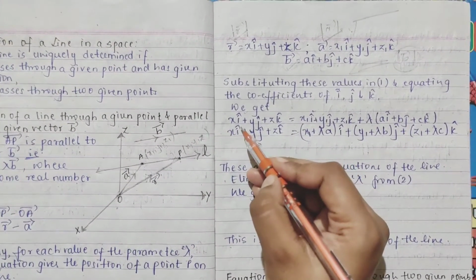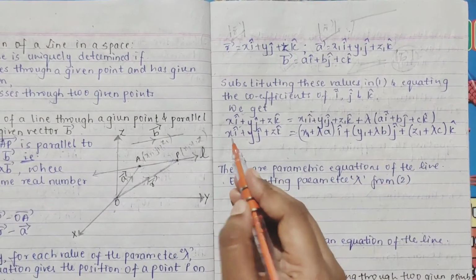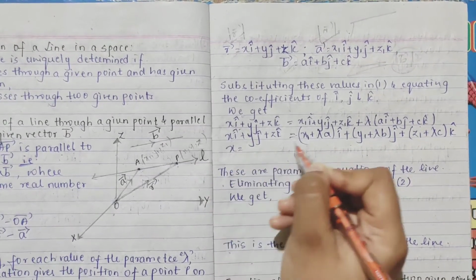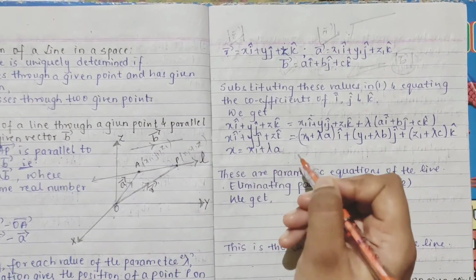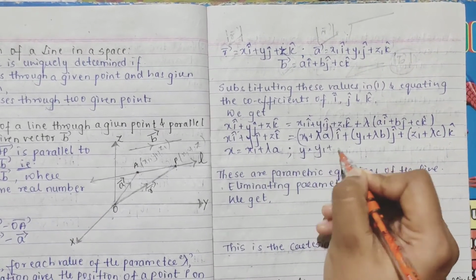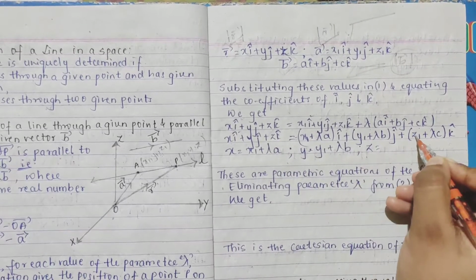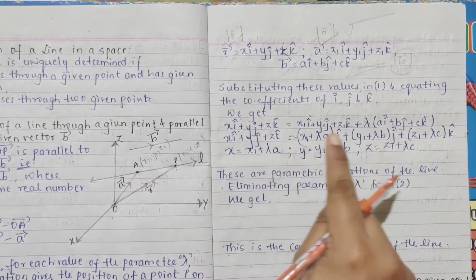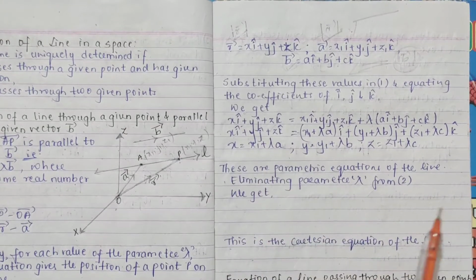Same here, we equate the coefficients of i, j, k. If you equate the coefficients of i, we get x equal to x1 plus lambda a, am I right? y will be equal to y1 plus lambda b. z will be equal to z1 plus lambda c. So you have equated the coefficients of i cap, j cap and k cap.